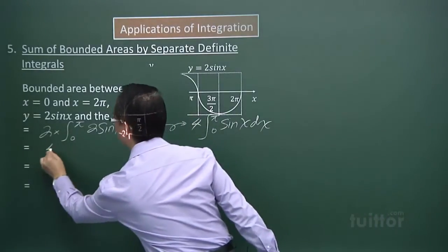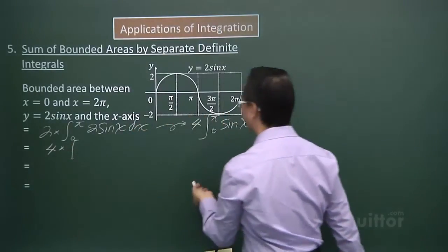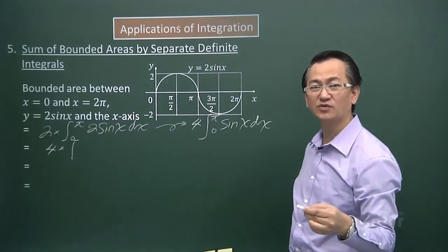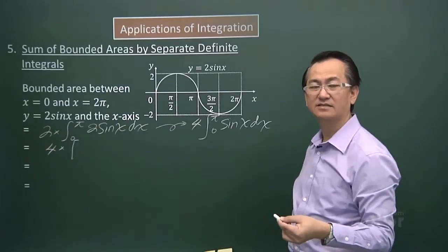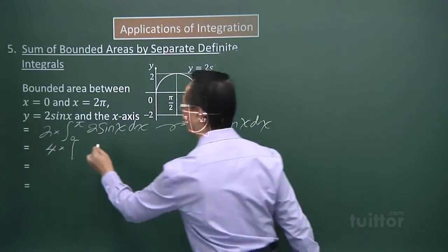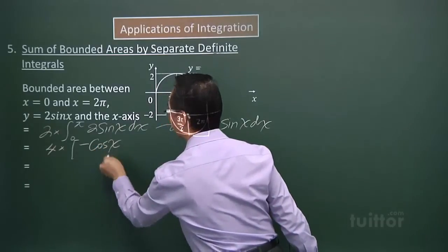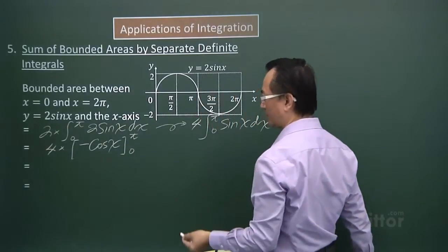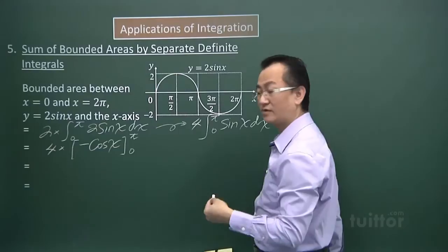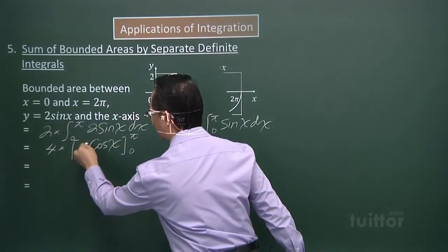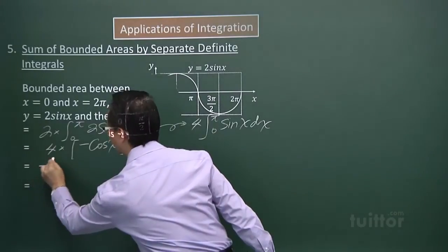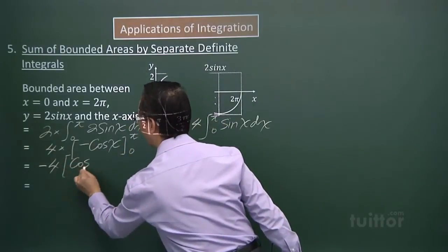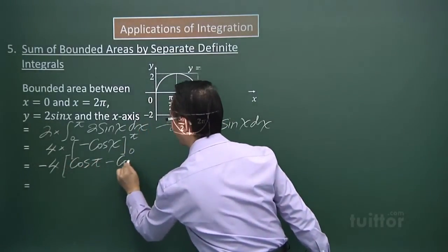Now I would integrate sine x. So when we differentiate cos, we get negative sine x. So to integrate then, I'll get negative cos x, upper limit pi, lower limit 0. I'll substitute the values in, taking the negative common factor out, negative 4 then. I'll substitute pi into the x first, then 0.